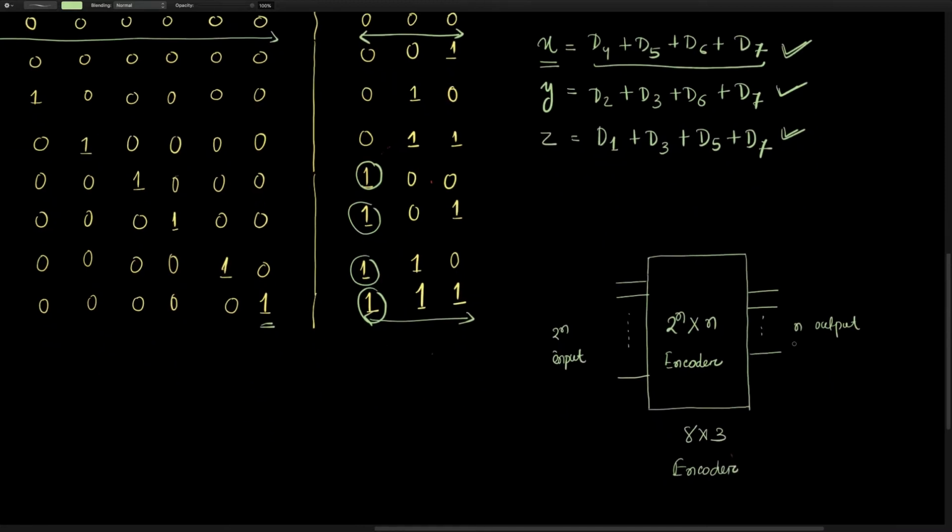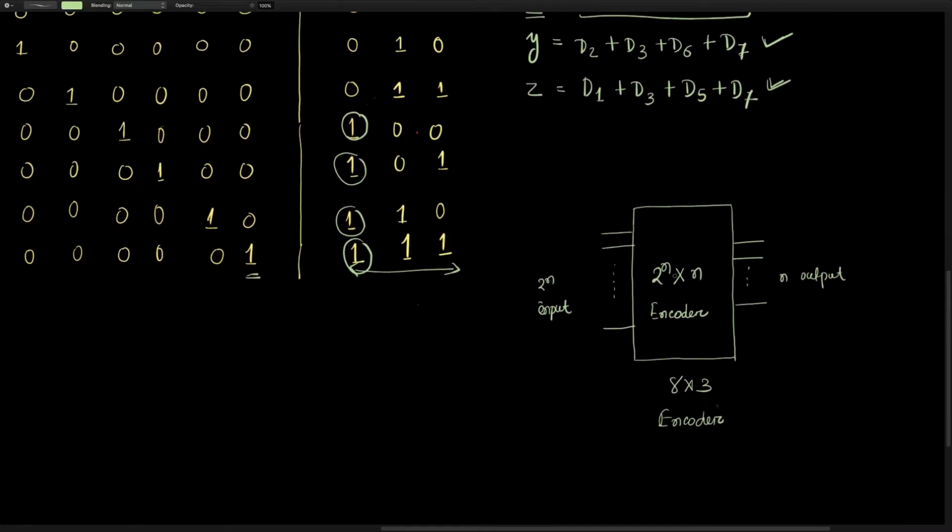Now this is the basic diagram for this. A 2 to the power n by n encoder has 2 to the power n inputs and n outputs, and for this particular configuration we are going to have 8 inputs and accordingly 3 outputs. So that would be an 8 by 3 encoder.